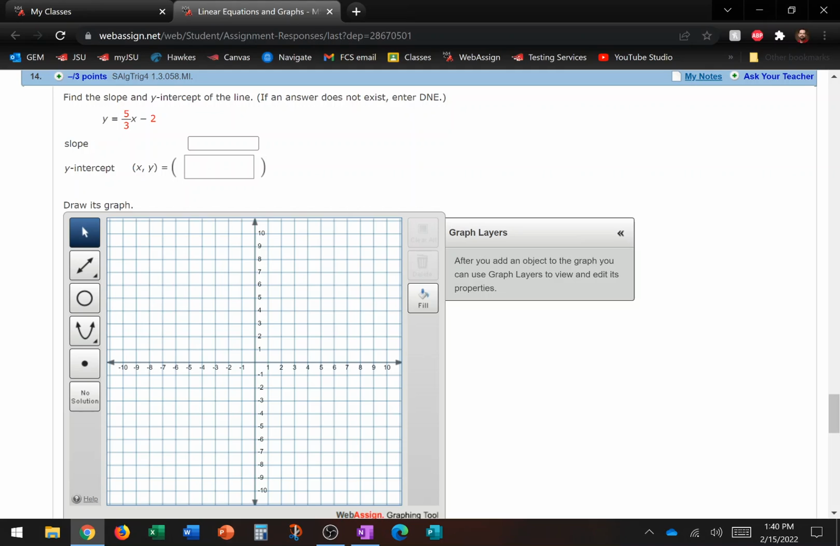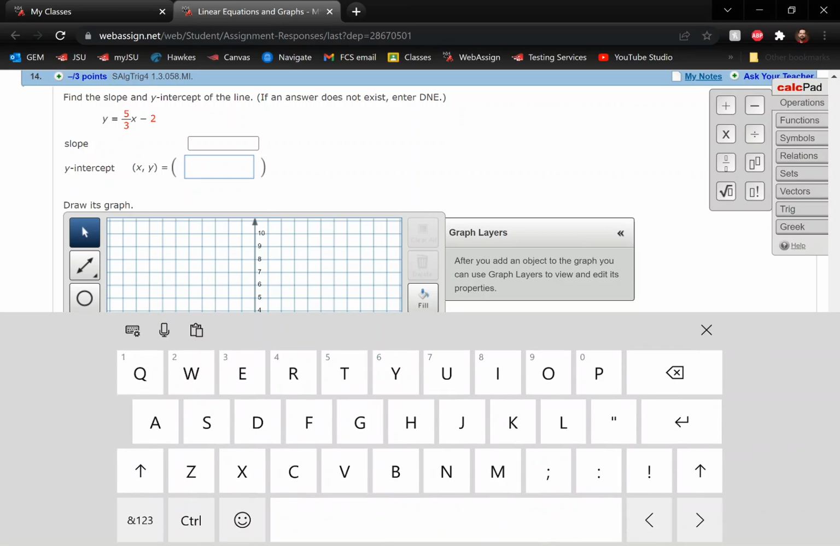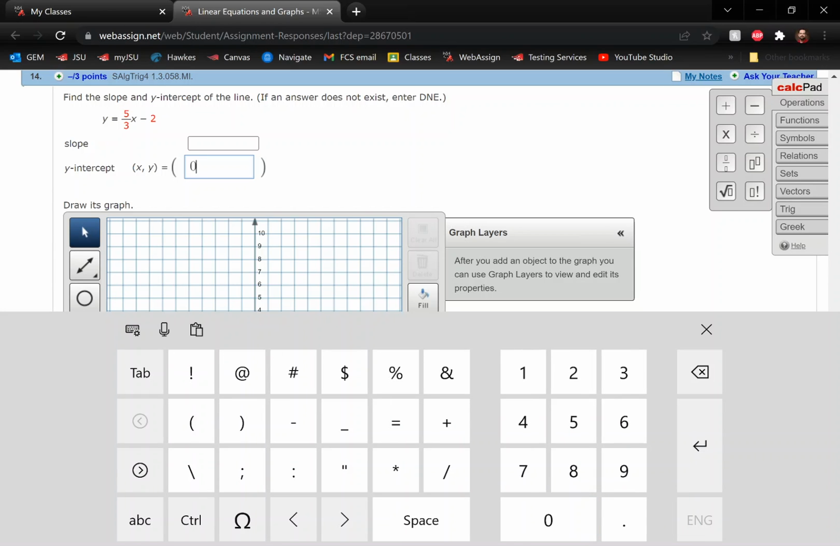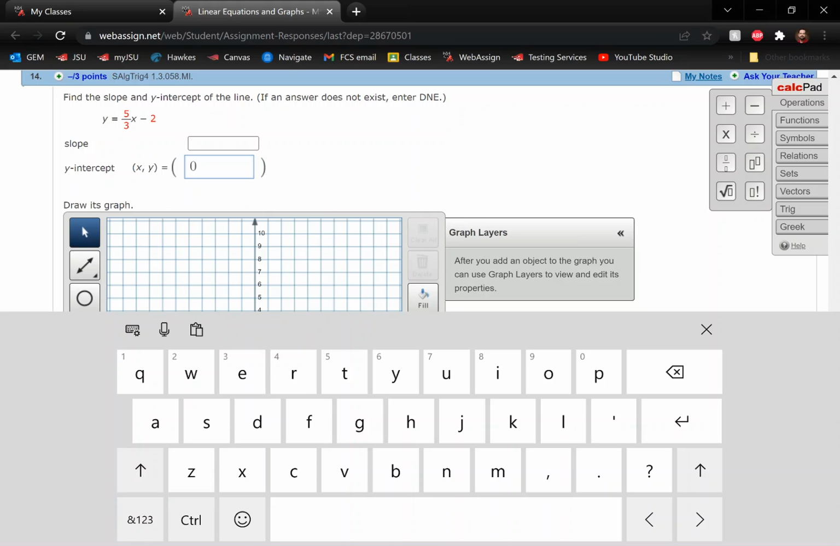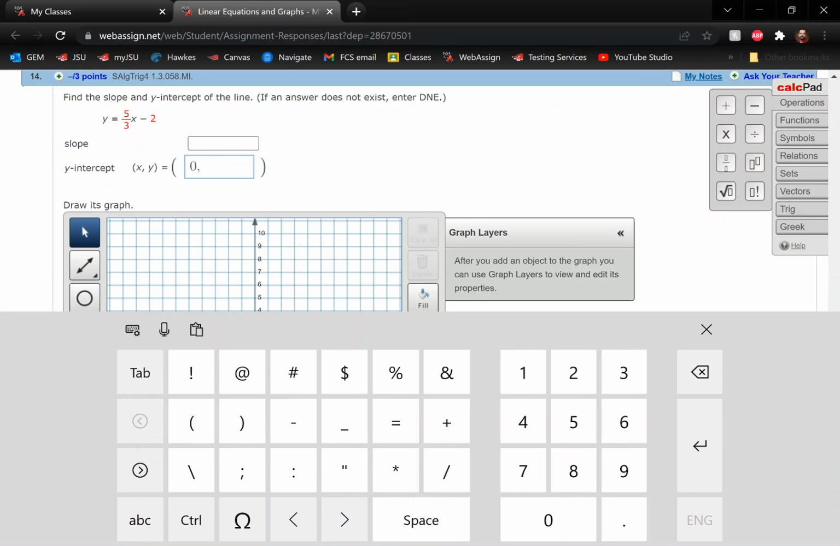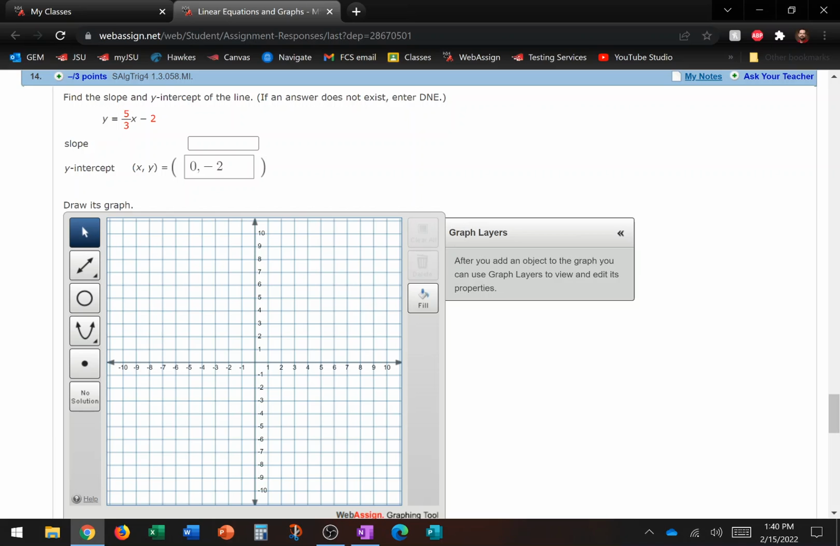And then our y-intercept, be a little careful because it wants you to put it in as a point. Our equation says minus 2, so the y-coordinate is going to be minus 2. On WebAssign, it already has the parentheses for the point, so we would just put in 0, minus 2. That would be all we have to put in there.